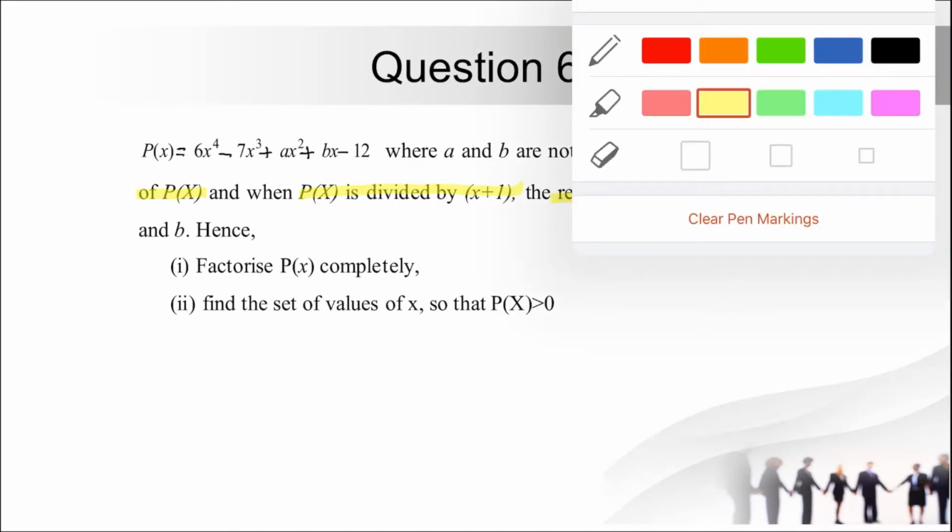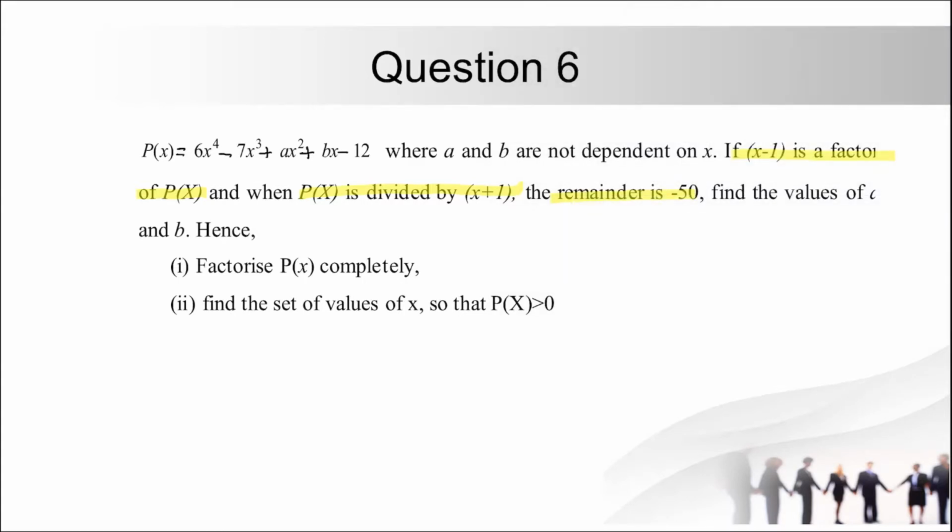So I am going to use factor theorem here. Since given x minus 1 is a factor, then we can use factor theorem, which means when you substitute 1 into p, you will get 0. And next, I am going to use remainder theorem. So when you substitute negative 1 into p, you will have remainder negative 50. So from here, you will have two equations.